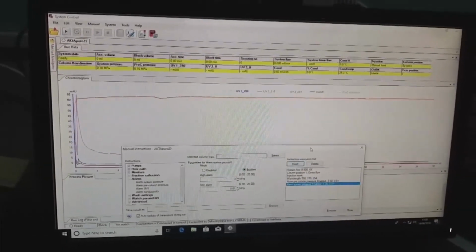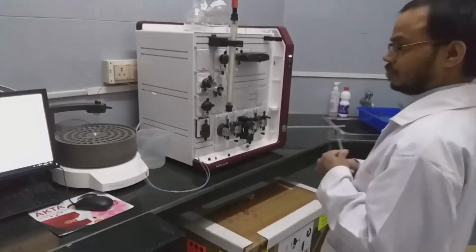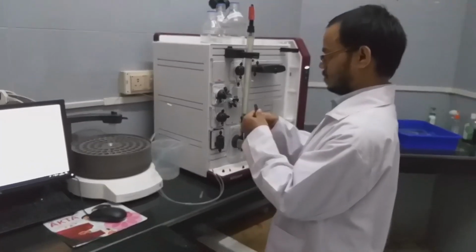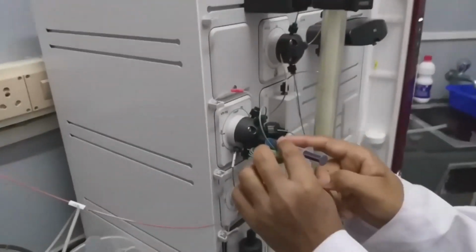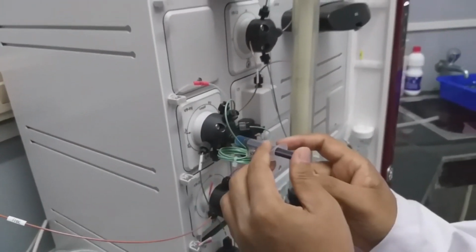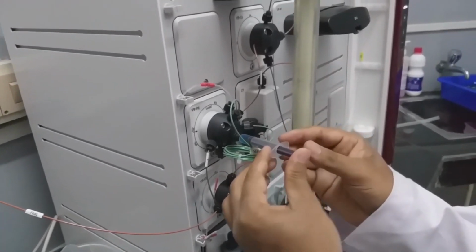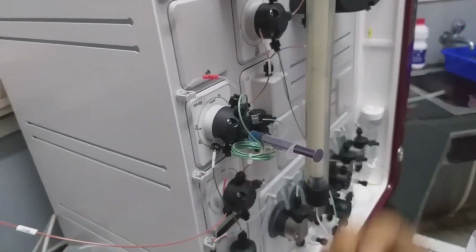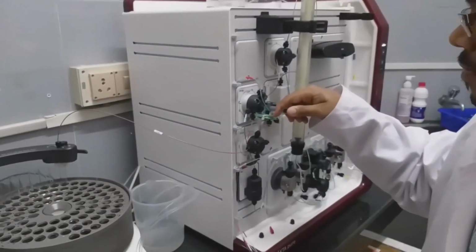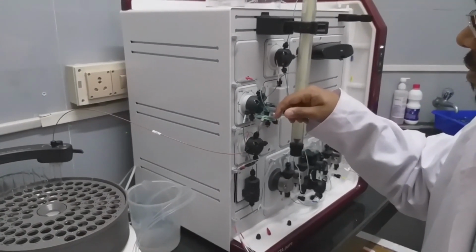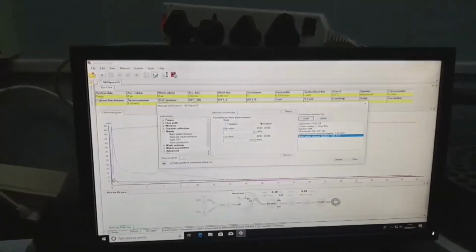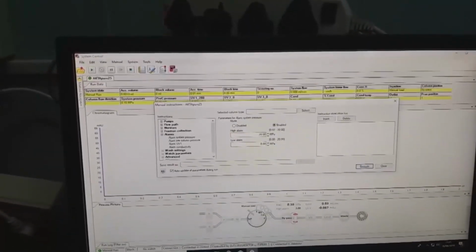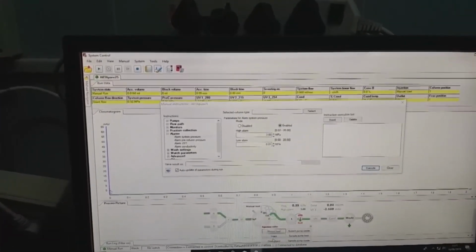So we will inject the protein now, then we will see how it is. This is the port where we are going to inject the sample. Once we inject this one, execute, inject.